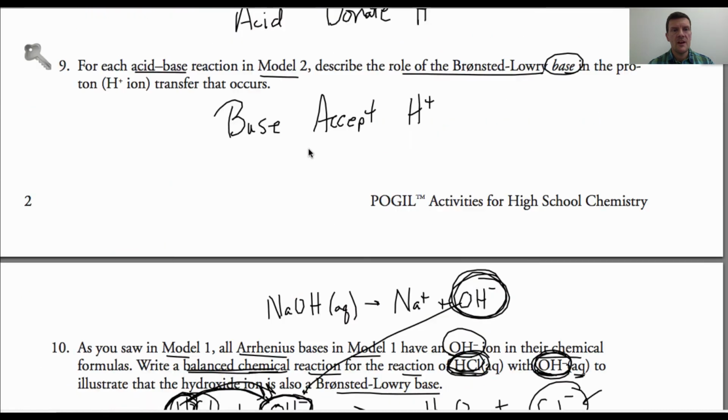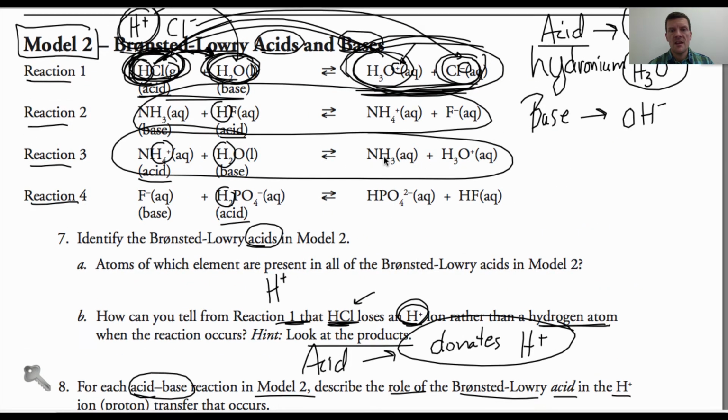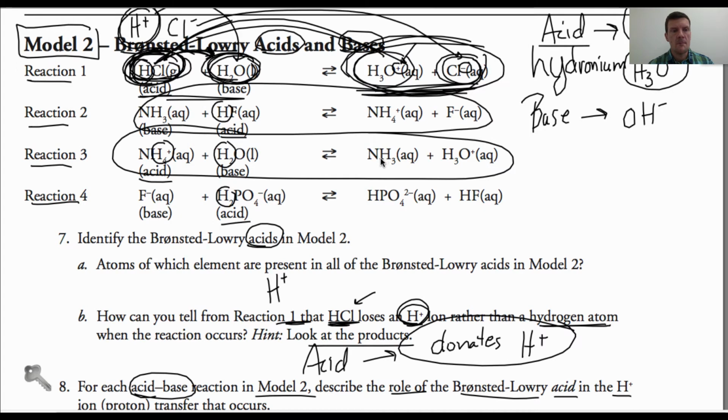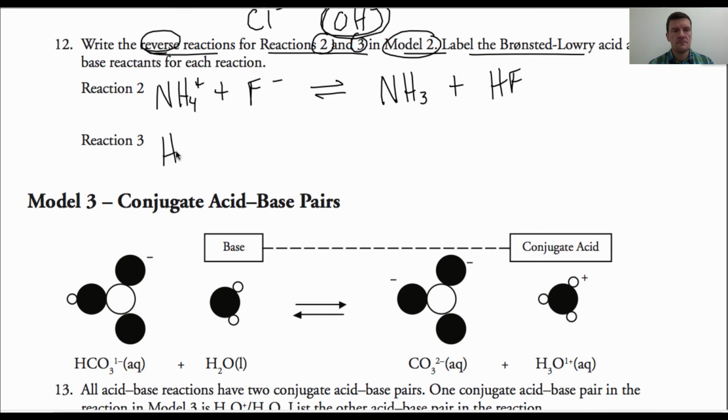And I'm going to take reaction 3 and just write this one right now as well. We got hydronium and ammonia. I'm going to leave that one right there like that. I'm going to show you how I can predict what the products are. So basically, let's look at reaction number 2. It says write the reverse reactions for them, and now we're going to label acid and base.